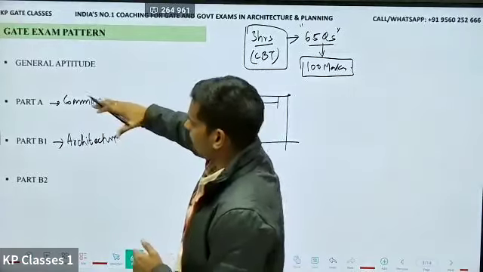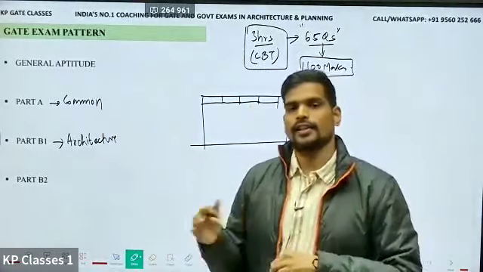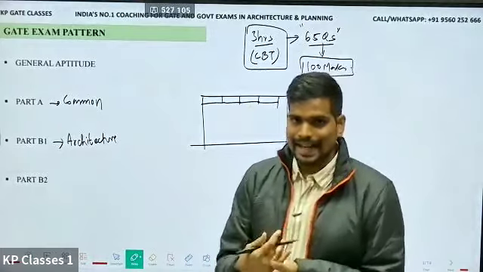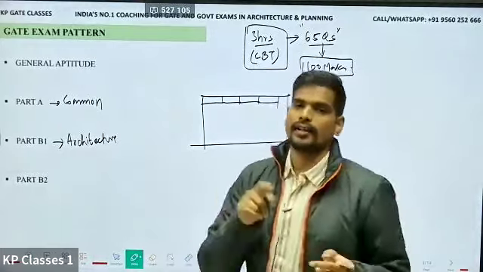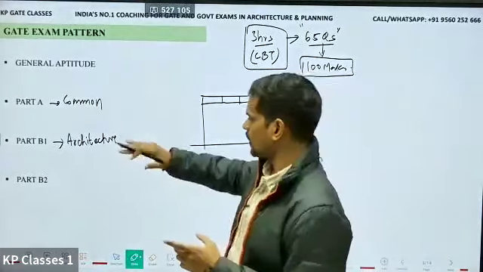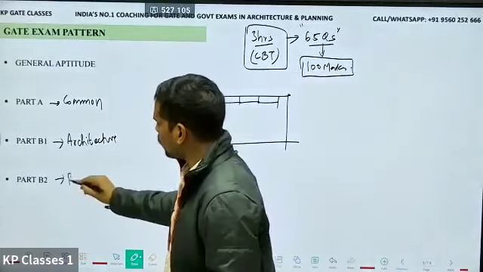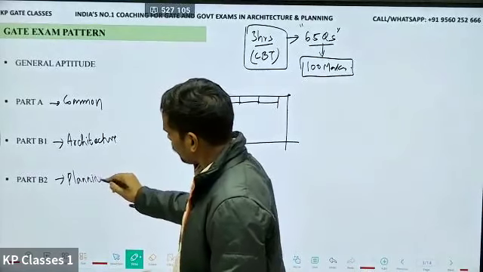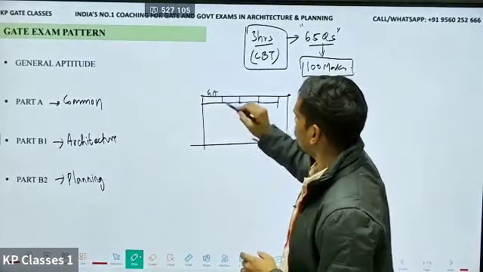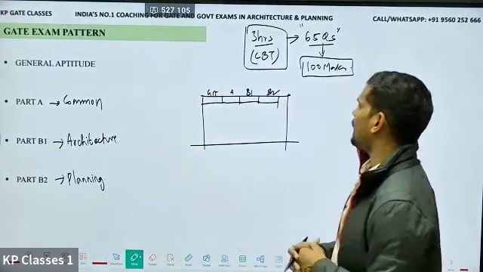You have general aptitude, and the common part, which has both architecture and planning topics. Because GATE architecture is not just for architecture graduates, it's for planning graduates also. So you have the subjects of both architecture and planning curriculum. In the common part, you have both architecture and planning topics. In B1, the architecture part, you have only architecture core topics. In B2, you have core planning topics only. So when you go to the examination, you will have these 4 sections: general aptitude, then part A, the common part, B1, the architecture part, and B2, the planning part.